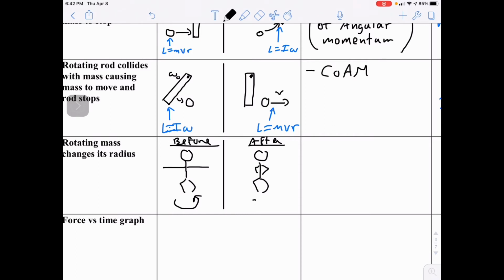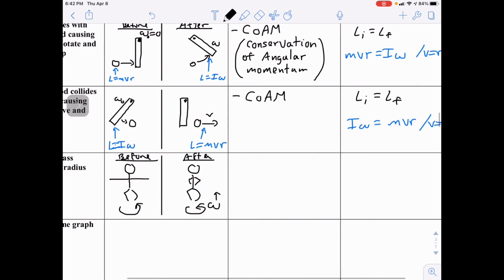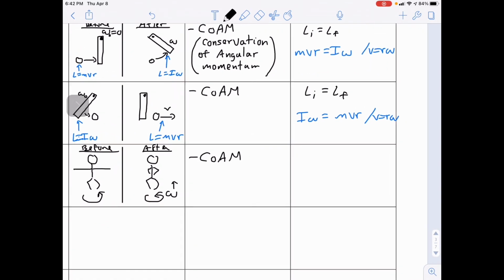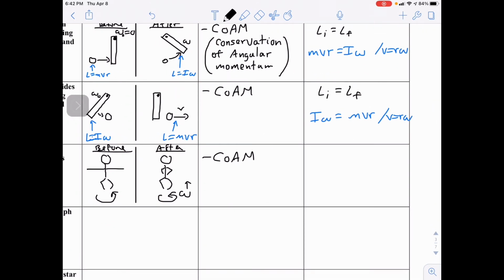What ends up happening? The angular velocity increases with this. Again, this is a conservation of angular momentum problem because the angular velocity increased, but not due to a net torque. There was no external torque pushing on this person to get them to spin faster.